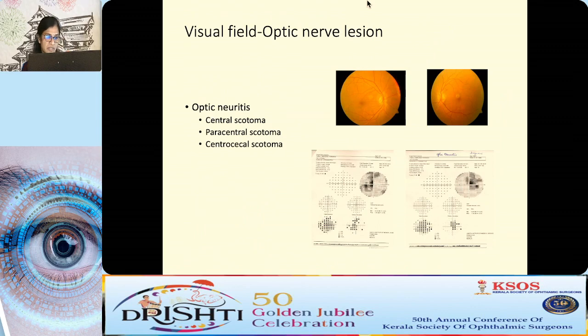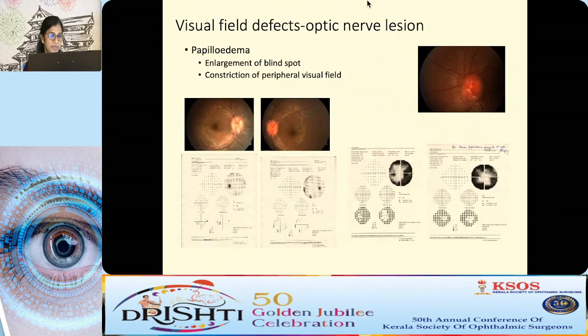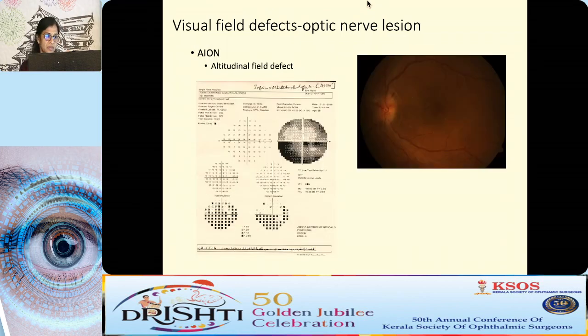In optic neuritis, you can get either central scotoma, paracentral scotoma, or centrocecal scotoma. In papilledema, in the early stage, you can get enlargement of the blind spot, and in established or chronic papilledema, there is constriction of the visual field. That is an indication for early surgical intervention to prevent secondary optic atrophy. In anterior ischemic optic neuropathy, we get an altitudinal field defect.